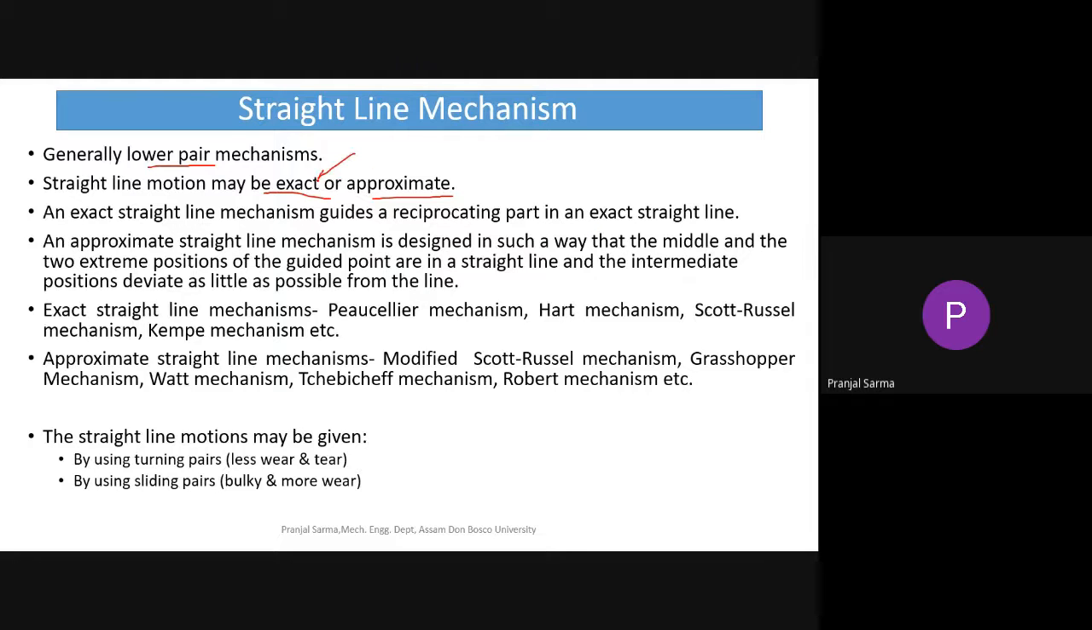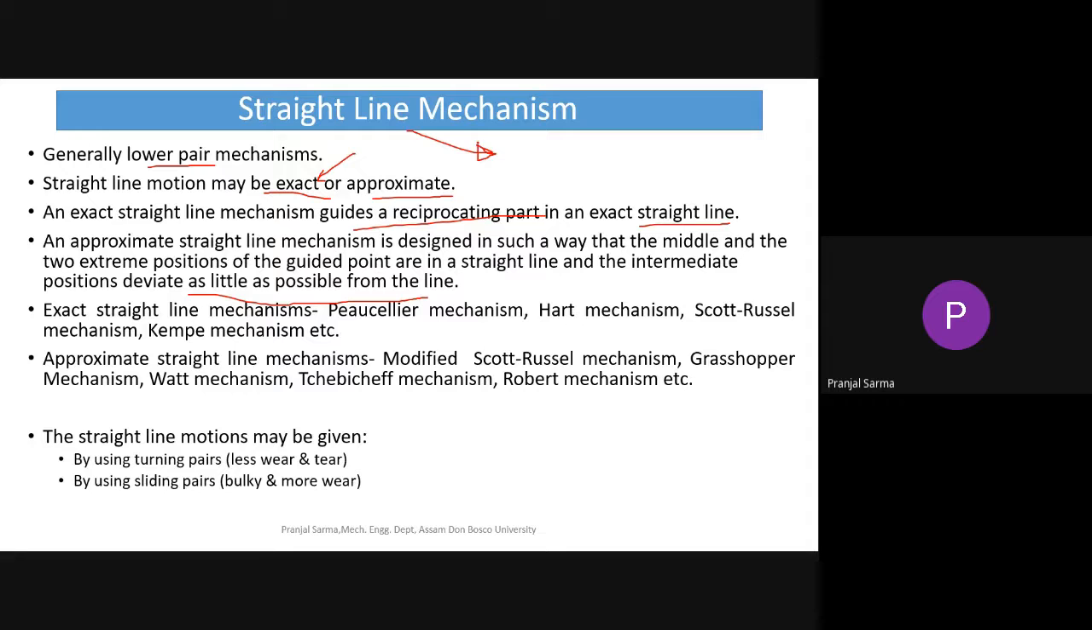From the name itself, it is understood that a straight line motion mechanism will guide a reciprocating part in an exact straight line. And the approximate straight line motion mechanism is designed in such a way that the middle and the two extreme positions of the guided point are in a straight line, and the intermediate positions deviate as little as possible from that straight line.